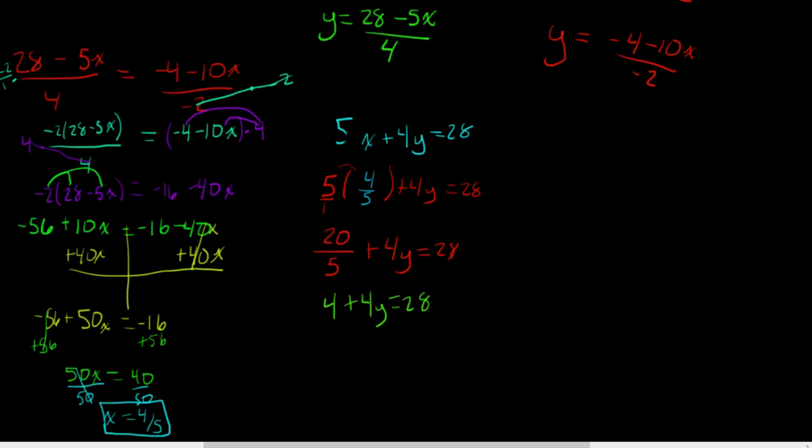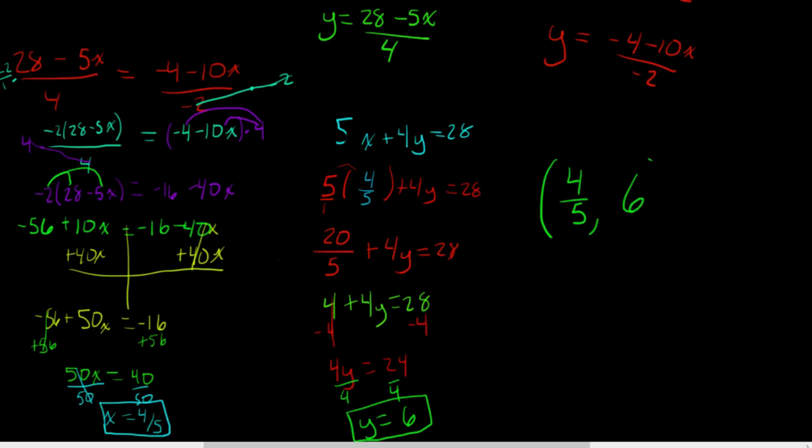And then from here, we're just undoing operations again. Right? We have our y's all on the same side, so we'll start by subtracting 4 on both sides. On the left, those will cancel, and I'm left with 4y. 28 minus 4 is 24. Last but not least, I'll divide both sides by 4, and I'll get y is equal to 6. Once I have my x and y values, I can give my final answer as (4/5, 6). And that's it.